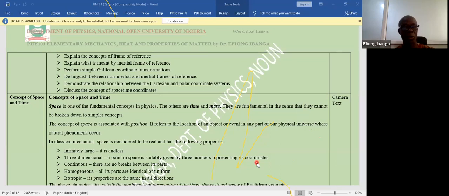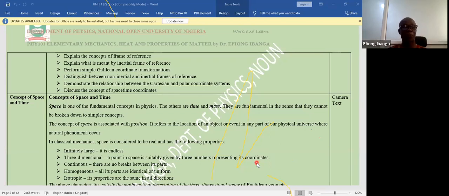Now, space is also continuous. That is, there are no breaks between its parts. Of course, when you are in flight, you notice that there's nothing that obstructs your motion there. Why we have obstruction on Earth is that, of course, the buildings, the trees, and all that seem to make space not to be continuous. But in reality, space is continuous because all the matter that constitutes part of our universe is also part of space anyway. Now, space is also homogeneous in the sense that all its parts are identical or uniform.